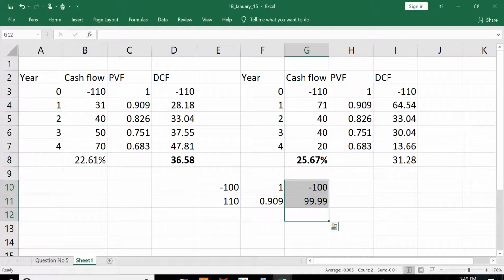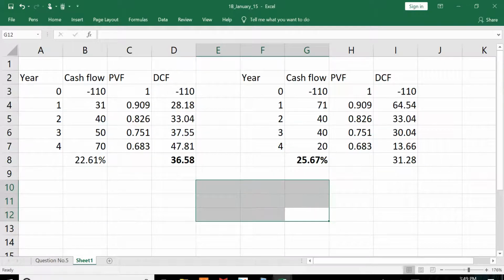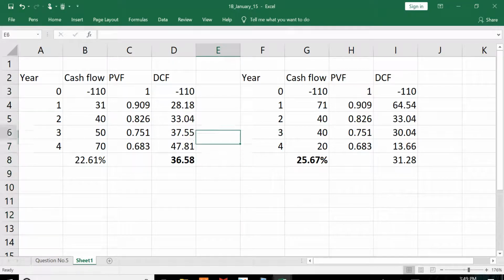So between two projects, if I have to choose, some people will say I will go by IRR, and some people will say I will go by NPV. Now there is a conflict, and I have to resolve it. Why is this conflict happening? It is because of cash flow disparity. In project 1, you have lower inflows in the initial years and higher inflows in the later years. In this project, you have higher inflows in the initial years and lower inflows in the later years.